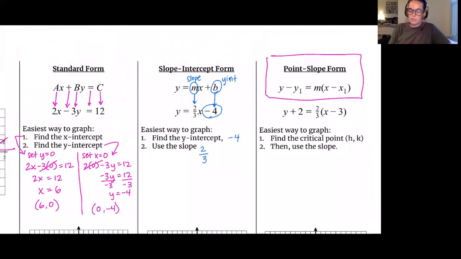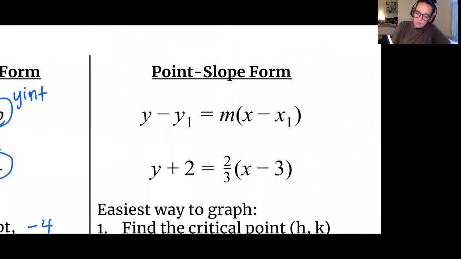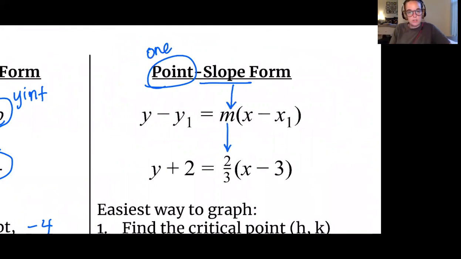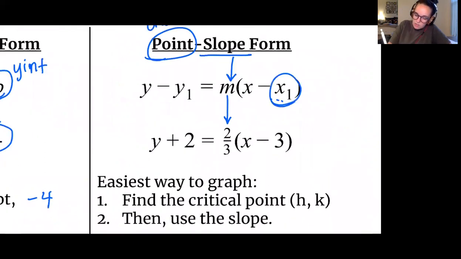And then finally, we're going to deal with point-slope form. Point-slope form is written with one point and the slope. So we can still see the slope right here with the m value. So we know this slope is going to be 2/3. And then the point that they're giving us is x1, y1. And notice that in the equation, there are minus signs there. That means that the minus sign is a part of the equation.